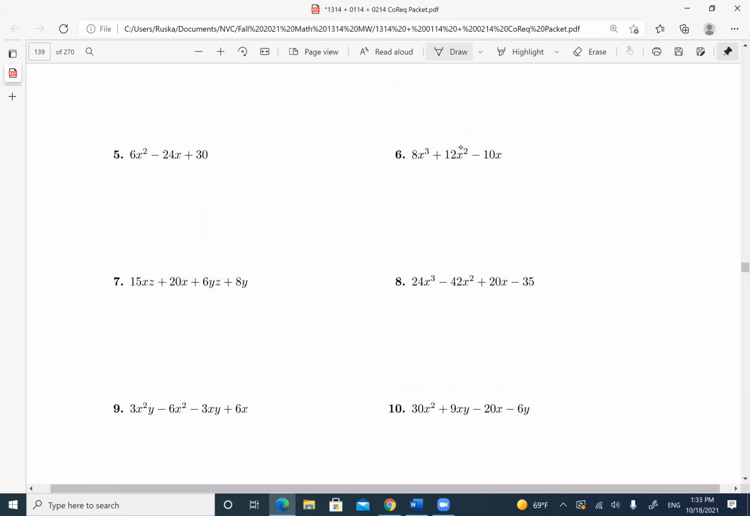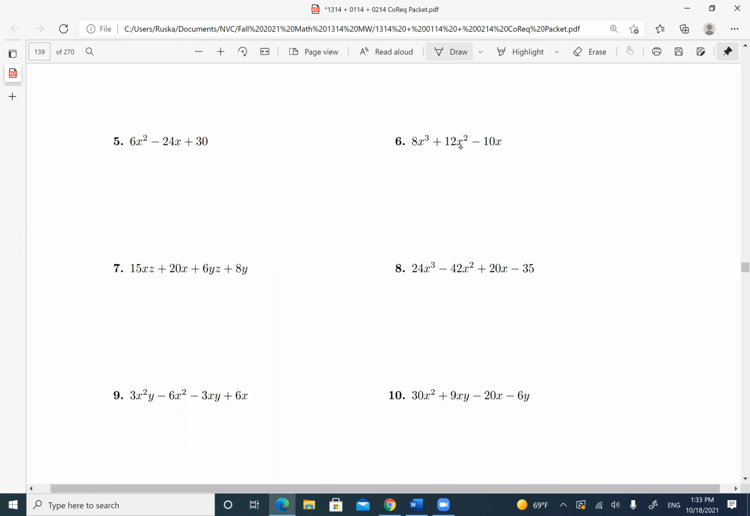Okay, let's do some with 2 terms, 3 terms. So let's do which one? 5 or 6? Pick one. Okay, let's do 5. We're going to factor 6, 24, and 30. All three of these numbers are divisible by 6. So we're going to pull out 6, and looking at the x's, they don't have anything in common because the last term doesn't have x. So we're just going to factor out 6. When you pull out 6, what is left? x squared minus 4x plus 5.